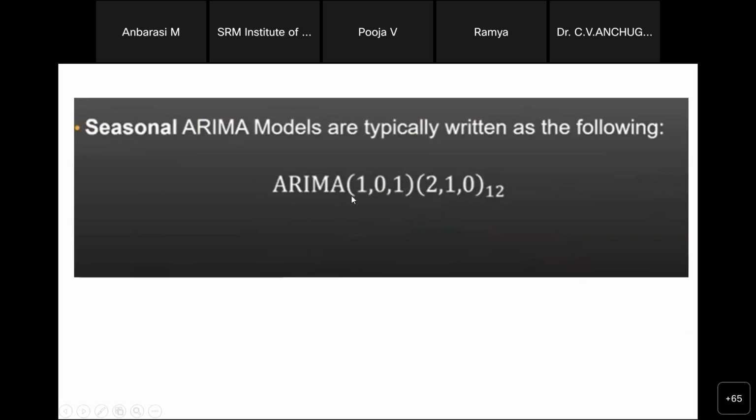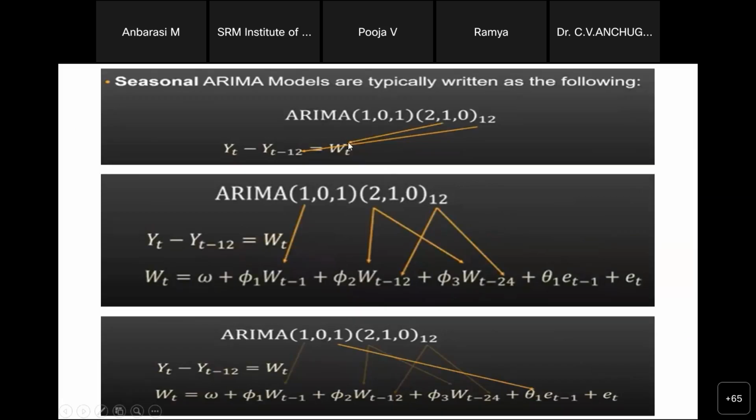Suppose, for example, ARIMA where the AR value is 1, the differences is 0, and the moving average is 1. And suppose you have a seasonal AR of 2, the differences is 1, you don't have the seasonal moving average, and the season length is 12 months in total. So how can we write this in equation format?